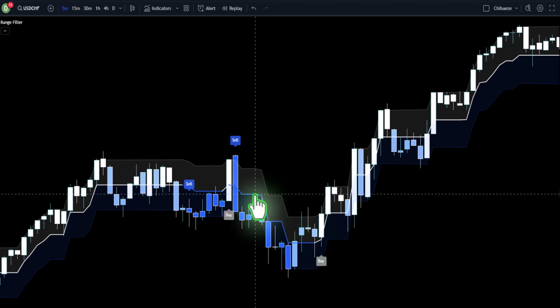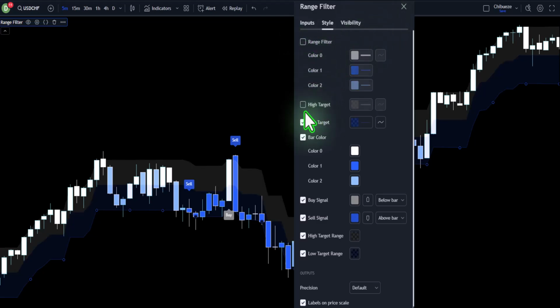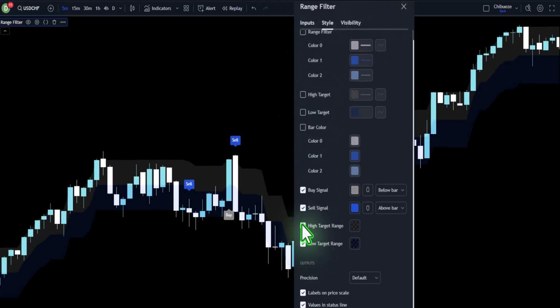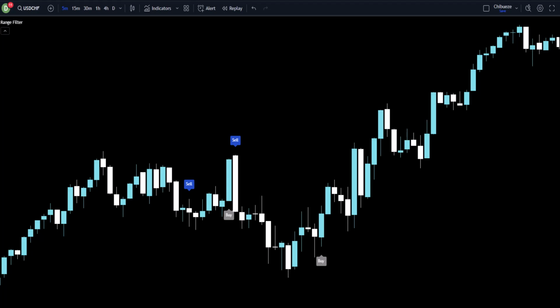Now, when you double-click on the range filter and then on the Style tab, you want to disable the range filter, the high target, the low target, and the bar color, as well as the high target range and the lower target range, and then you will click OK. So we are only going to be left with the buy and sell labels, and that's basically what we are going to be using from this indicator.